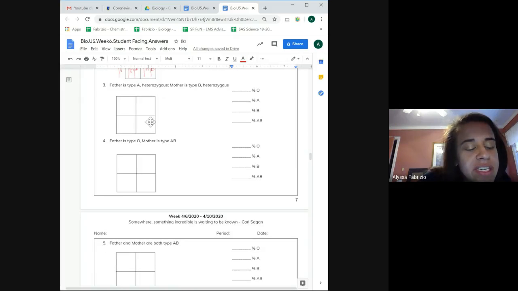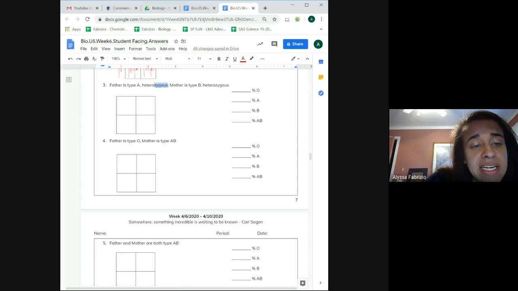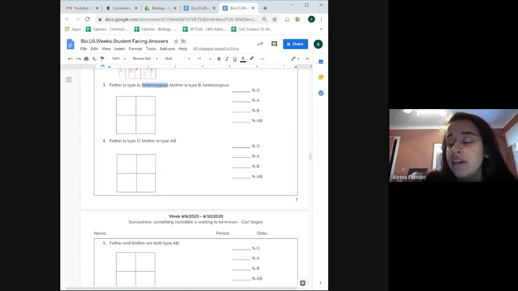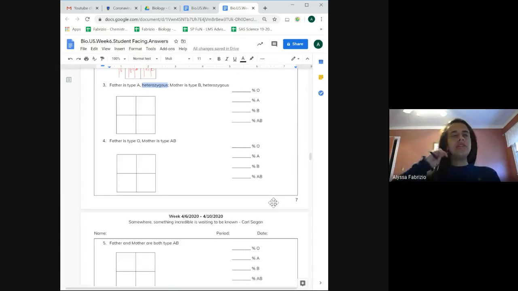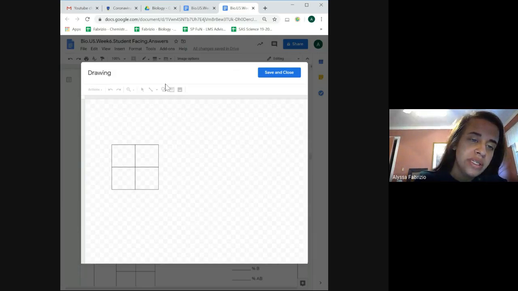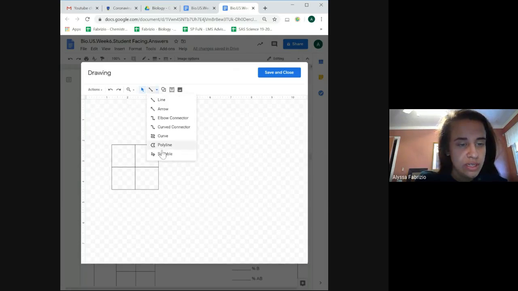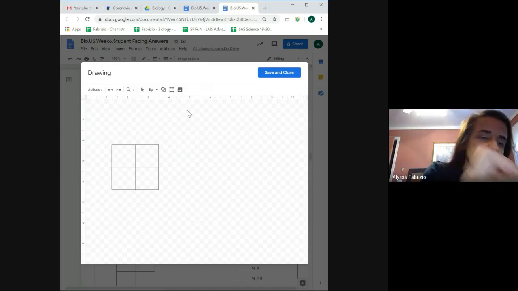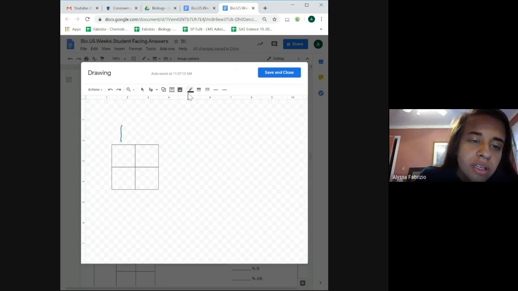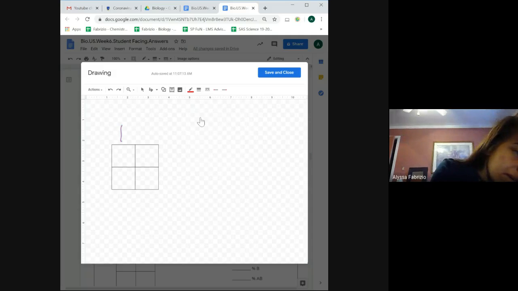Okay, we have a father now who is type A, heterozygous, meaning he has one of the capital I superscript A alleles and the lowercase i because he's heterozygous, and the mom is heterozygous for B blood. So she also is going to have one capital I with the superscript B, and then a lowercase i. That is not what I meant to write. Write a lowercase i. So this cross is going to look like this.